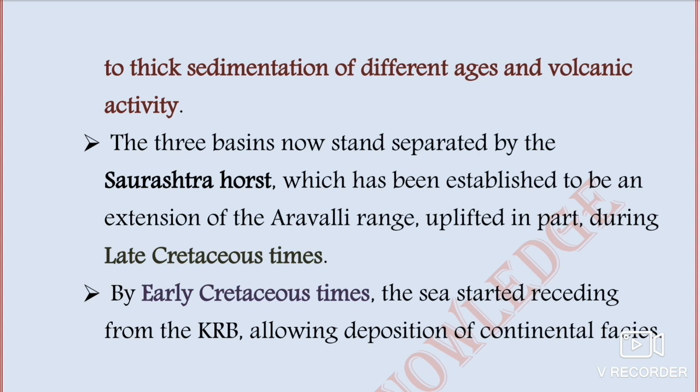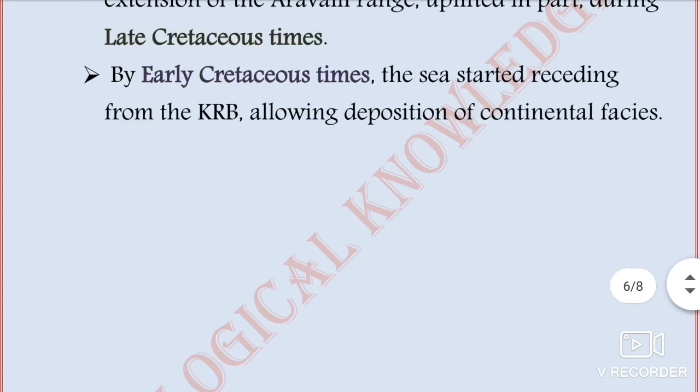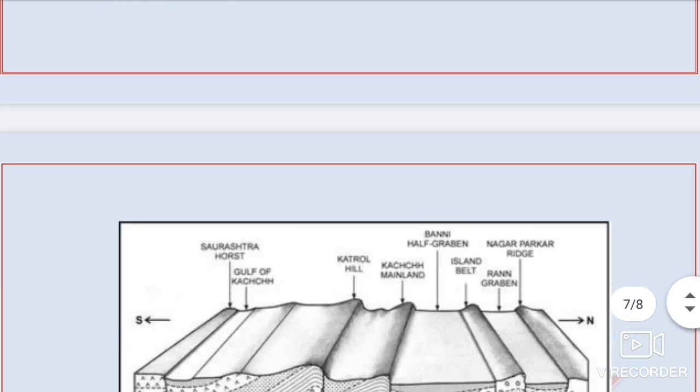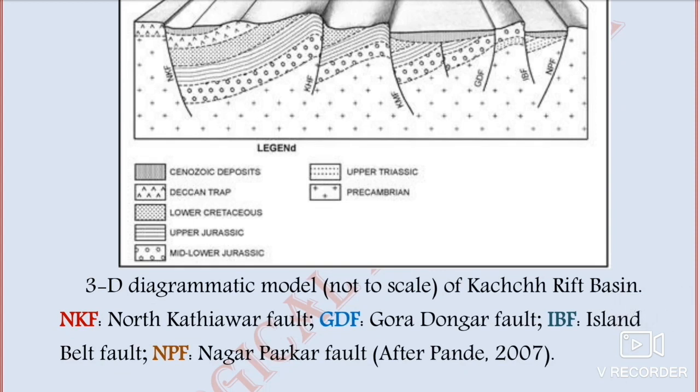So by early Cretaceous times, the sea started receding from the KRB, the Kachchh Rift Basin, allowing the deposition of the continental facies. Okay, so this is a 3D diagrammatic model of the Kachchh Rift Basin, or better known as KRB.